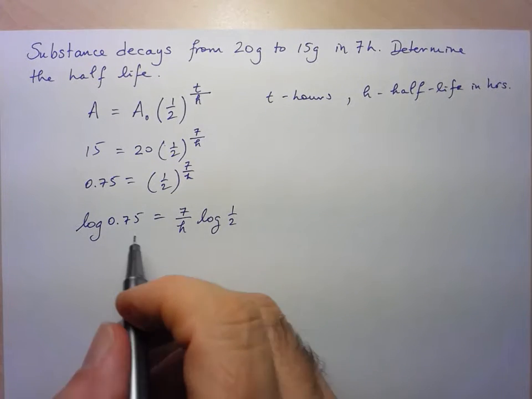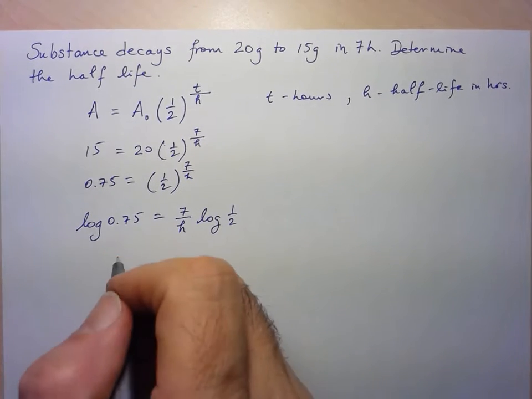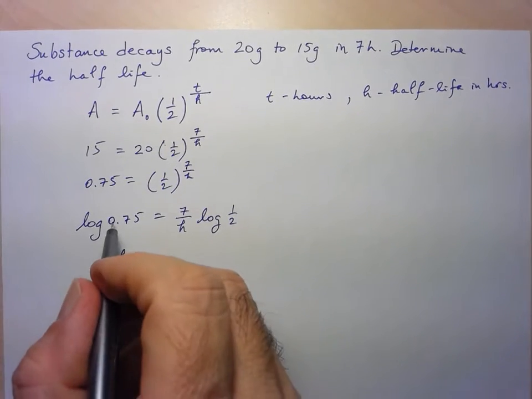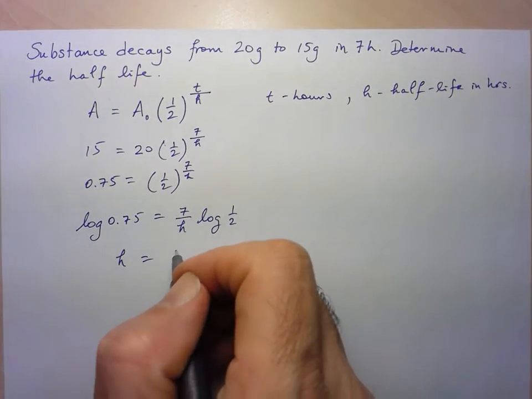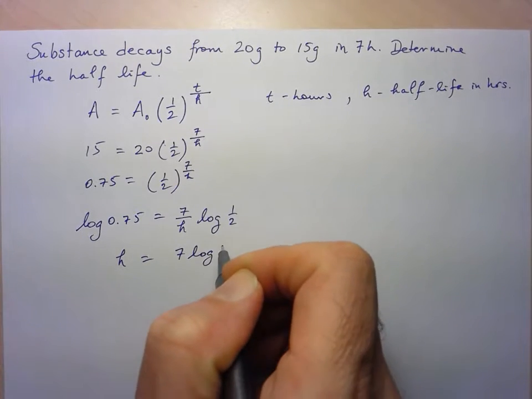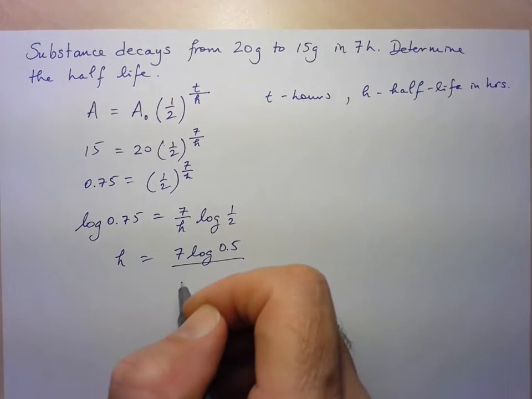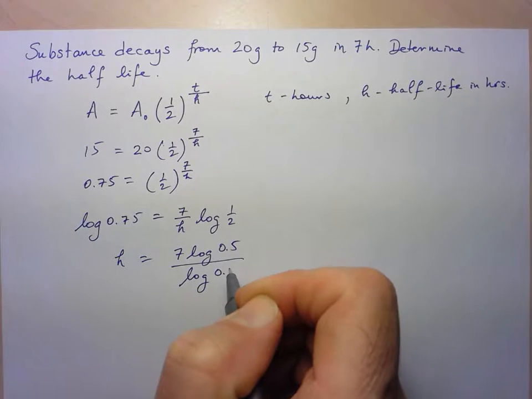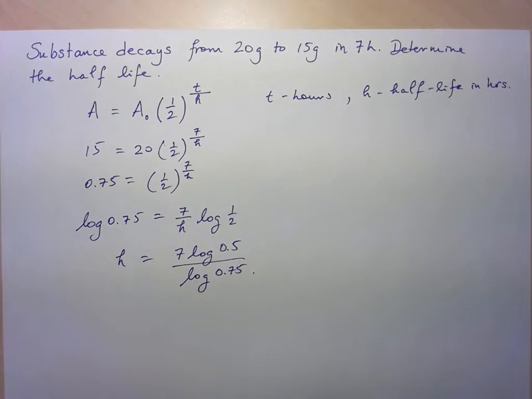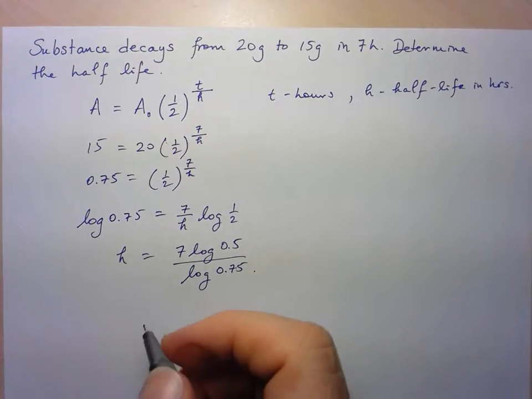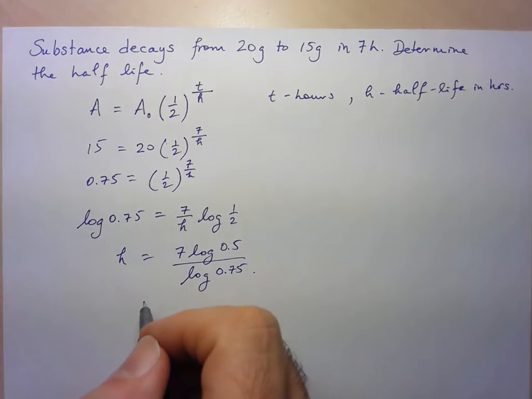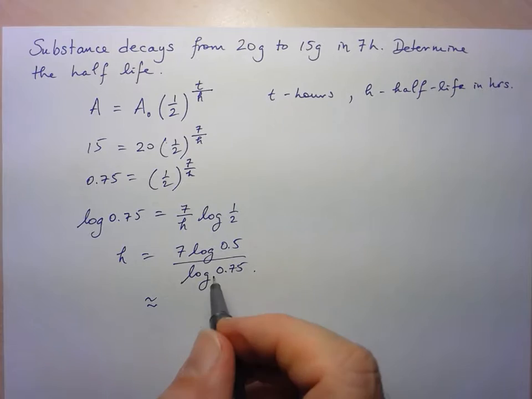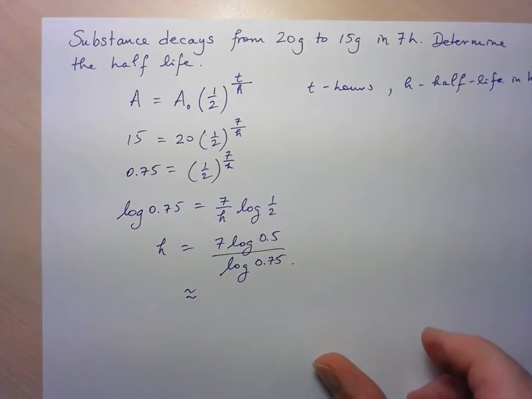At this point, I just have to solve for H. So I'll multiply H to the other side, and I'll divide log of 0.5 to the right-hand side. So I end up with 7 log of 0.5 over log of 0.75. And there we have it. Now again, because we wouldn't normally give a half-life in this format, we'll find an approximation. If I was looking for the exact answer, this would be an exact answer.